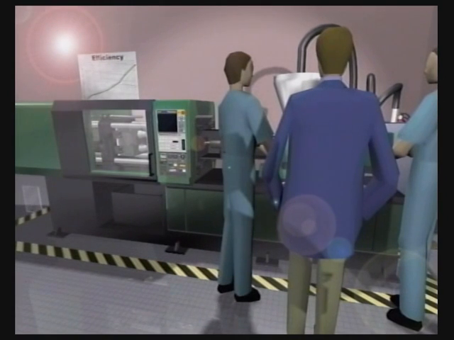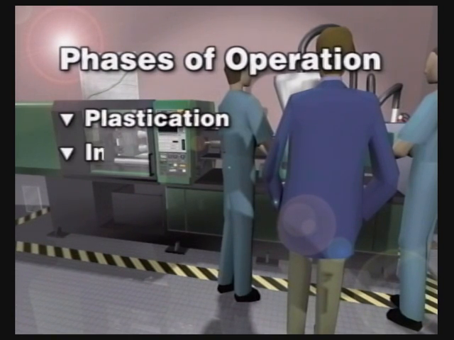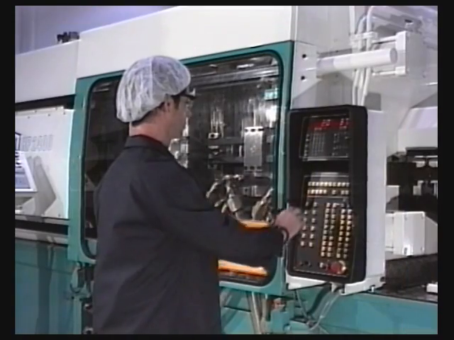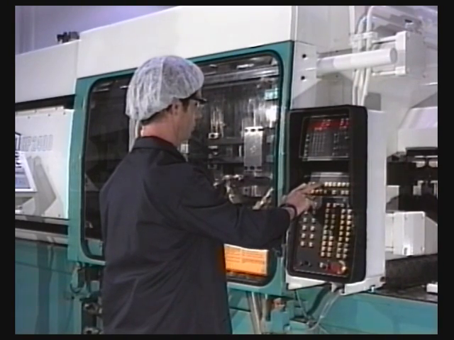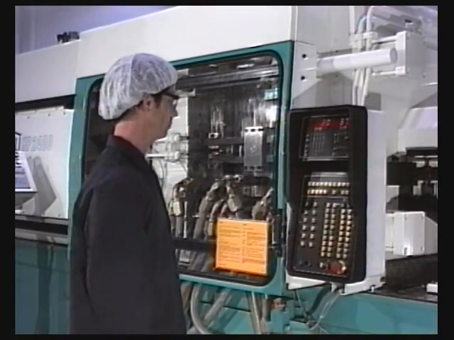The injection molding process consists of 3 phases of operation: plastication, injection and packing, cooling. In the following section, we will discuss how to determine the optimum molding parameters for each phase of operation. As always, it's a good idea to refer to the material supplier's information when setting up your machine's parameters.